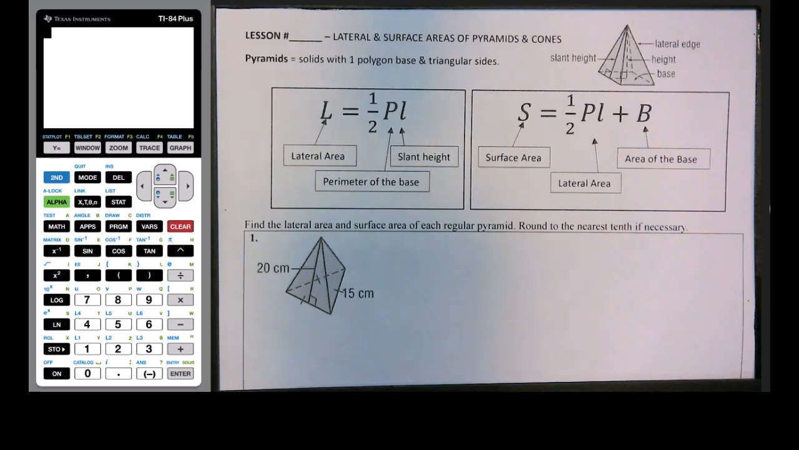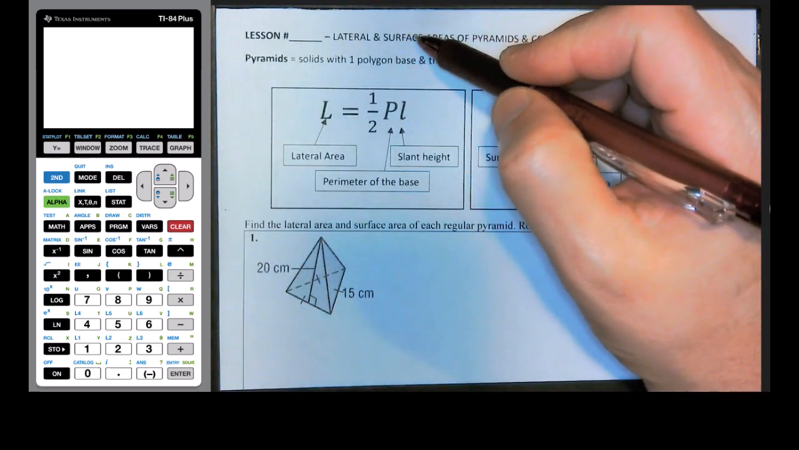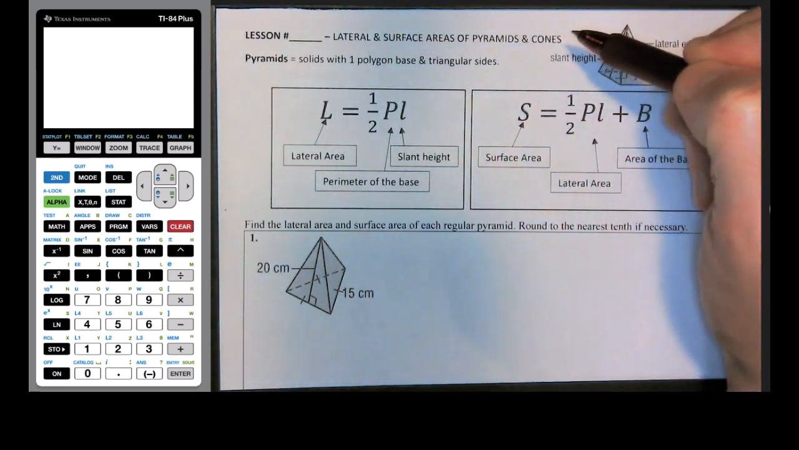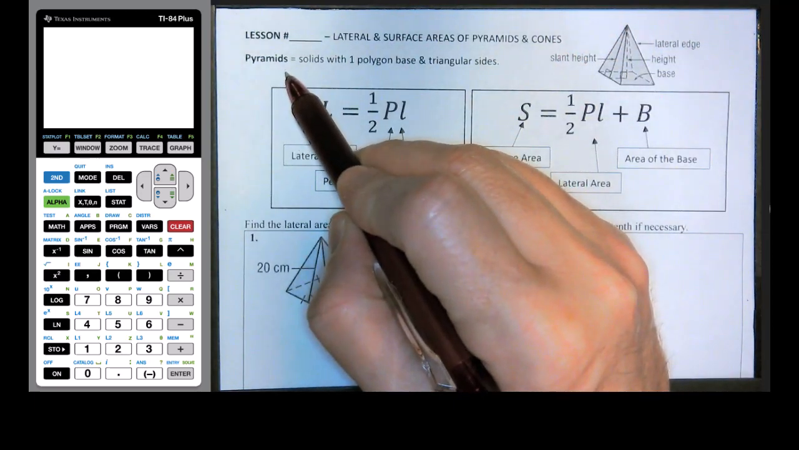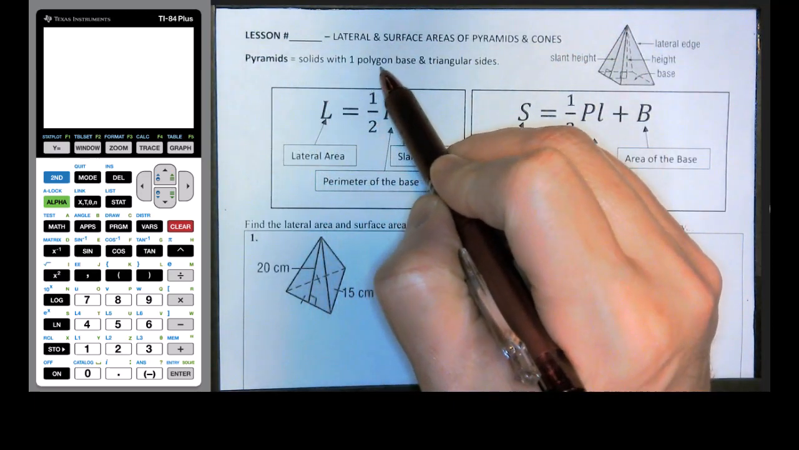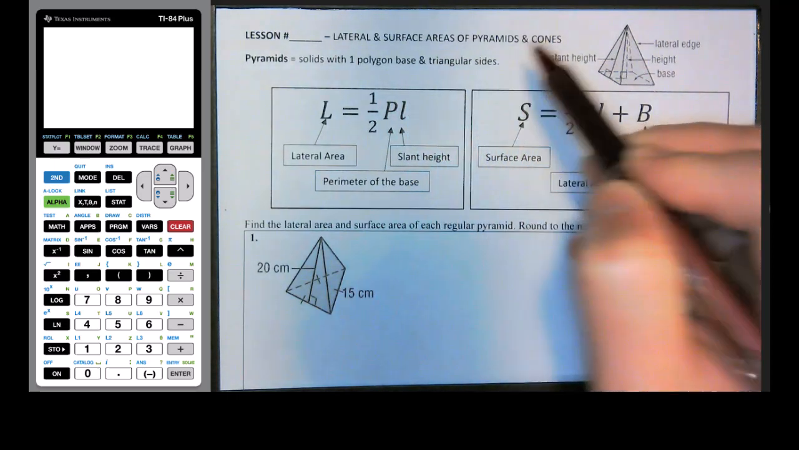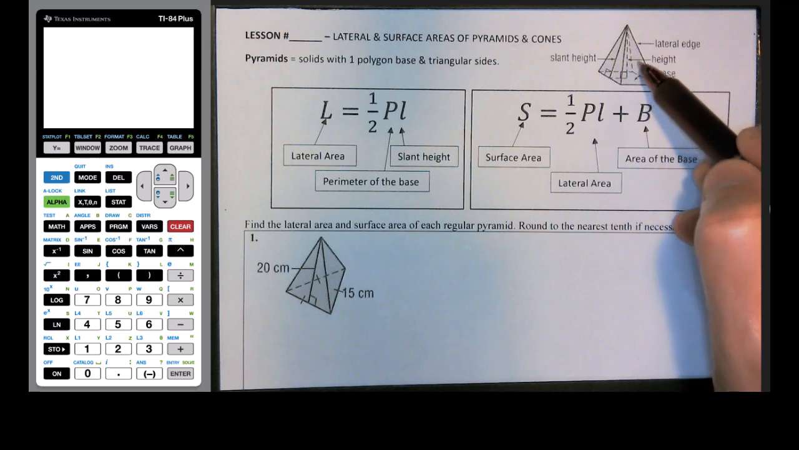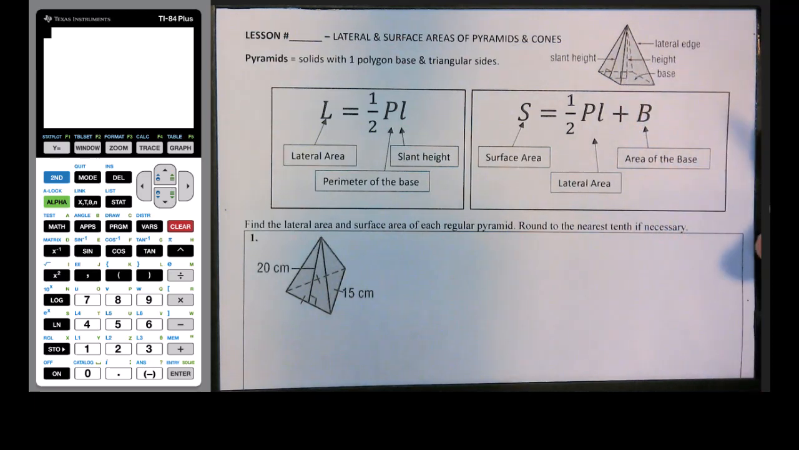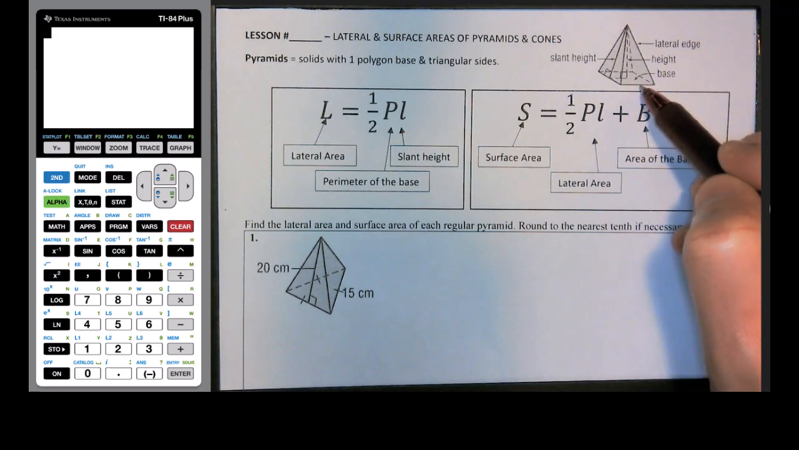Hello and welcome. Today's lesson is going to be about lateral and surface areas of pyramids and cones. I'm going to start out with the pyramids. Pyramids are solids with one polygon base and triangular sides. So if you notice, the sides of the pyramid are all triangles, and then the base would be a polygon. In this case, this would be a square pyramid.